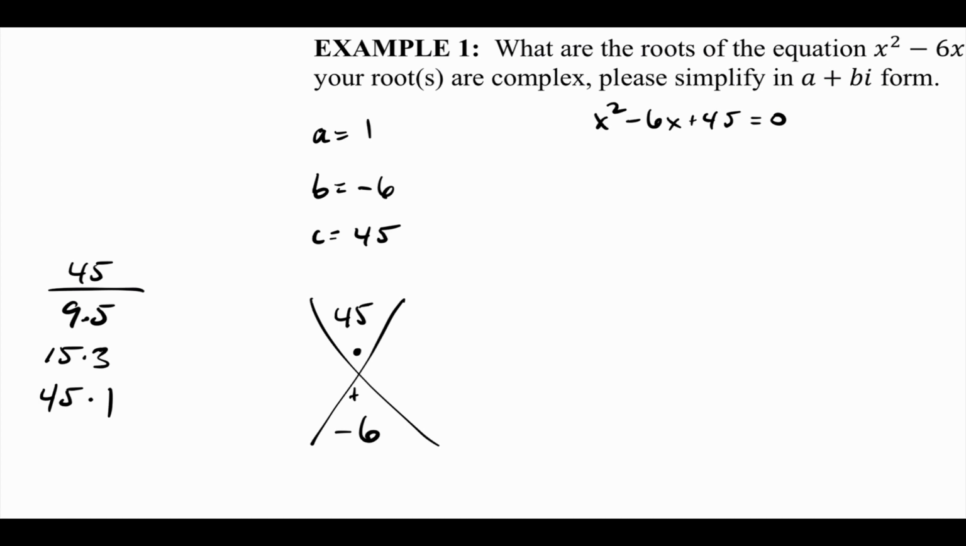None of those add up to be -6. But I also have negatives. -9 times -5. -15 times -3. -45 times -1. Do any of those add up to be -6? No. So when we run into a case like that, where there are no two numbers, they don't exist, that's when we have to use the quadratic formula. That's the tool we have when we can't use it.